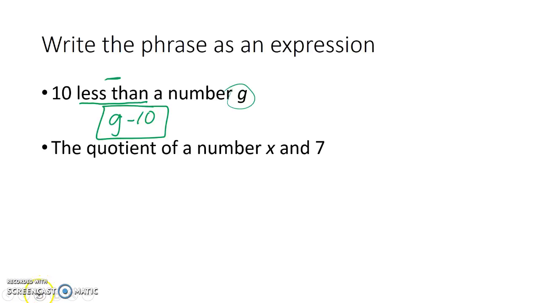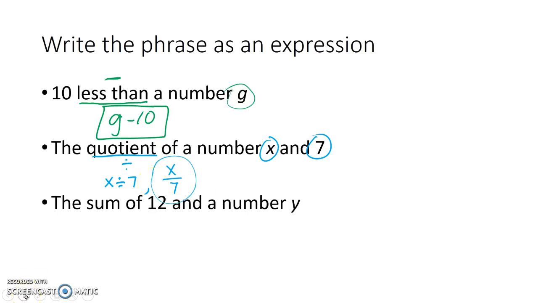The next one here says the quotient of a number X and 7. So quotient would be our keyword. That means division. And then X and 7. So I know a lot of people are going to write X divided by 7, which is totally fine. But remember, another way to write this, and what you're going to see later on in the year and years after this, is going to be X over 7. Because that fraction bar also means division. So both of those are correct. This second one here is what you're going to see more often.